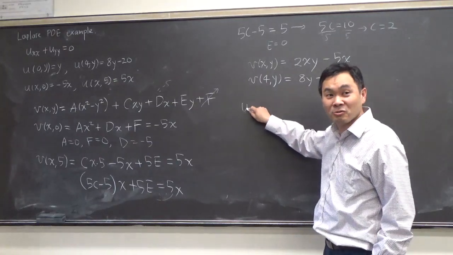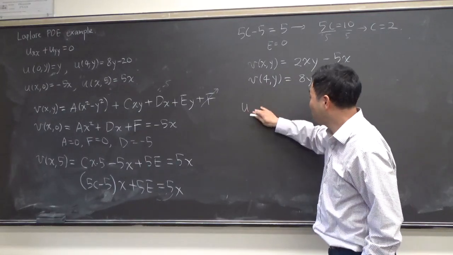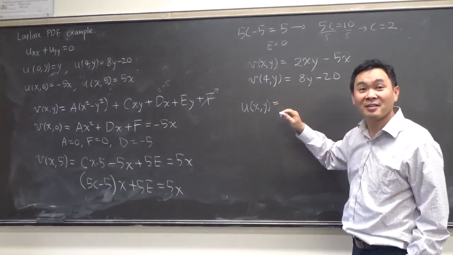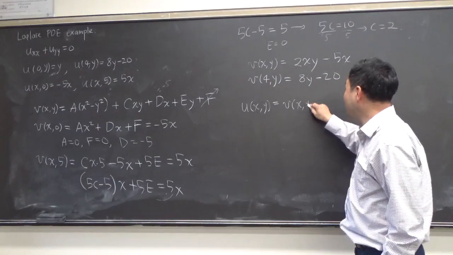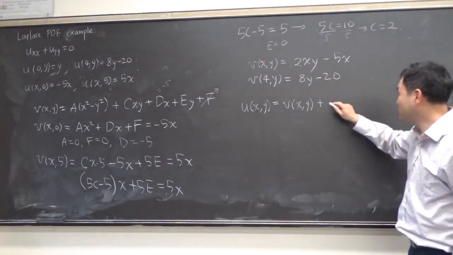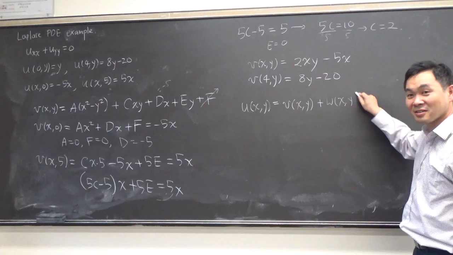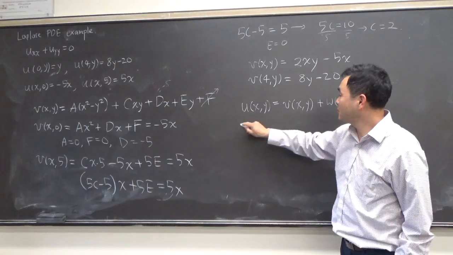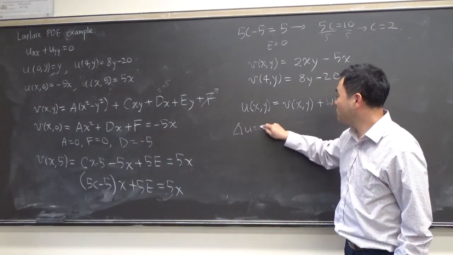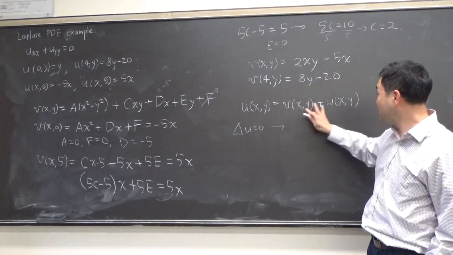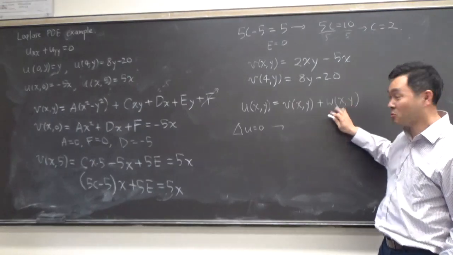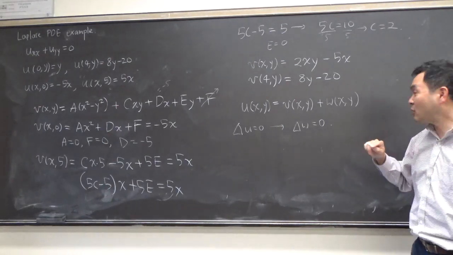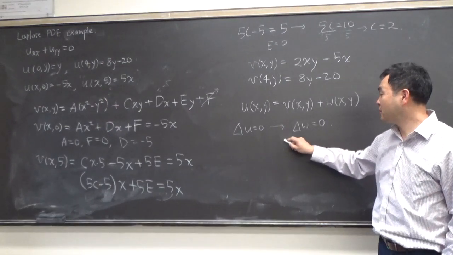You want to set u as what? You want u of x, y as V of x, y plus w of x, y. Exactly, that's the point, right? Then Laplacian of u equals to 0 would imply, since Laplacian of v is 0, you would have Laplacian of w equals 0, right? Okay. What other boundary conditions should w satisfy?